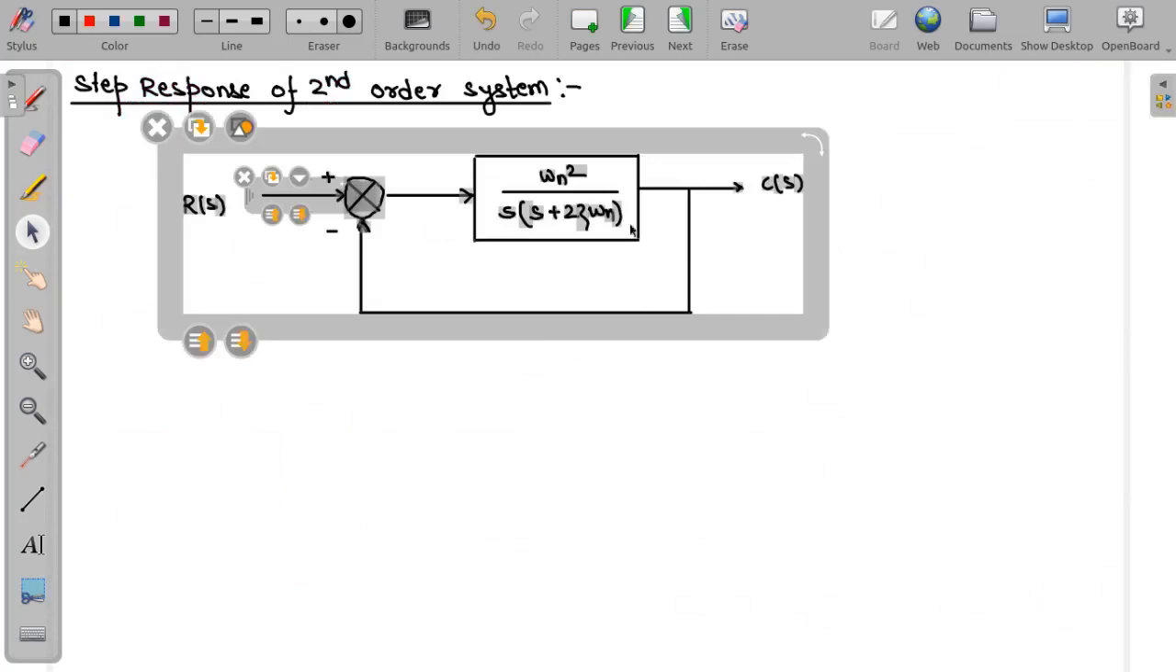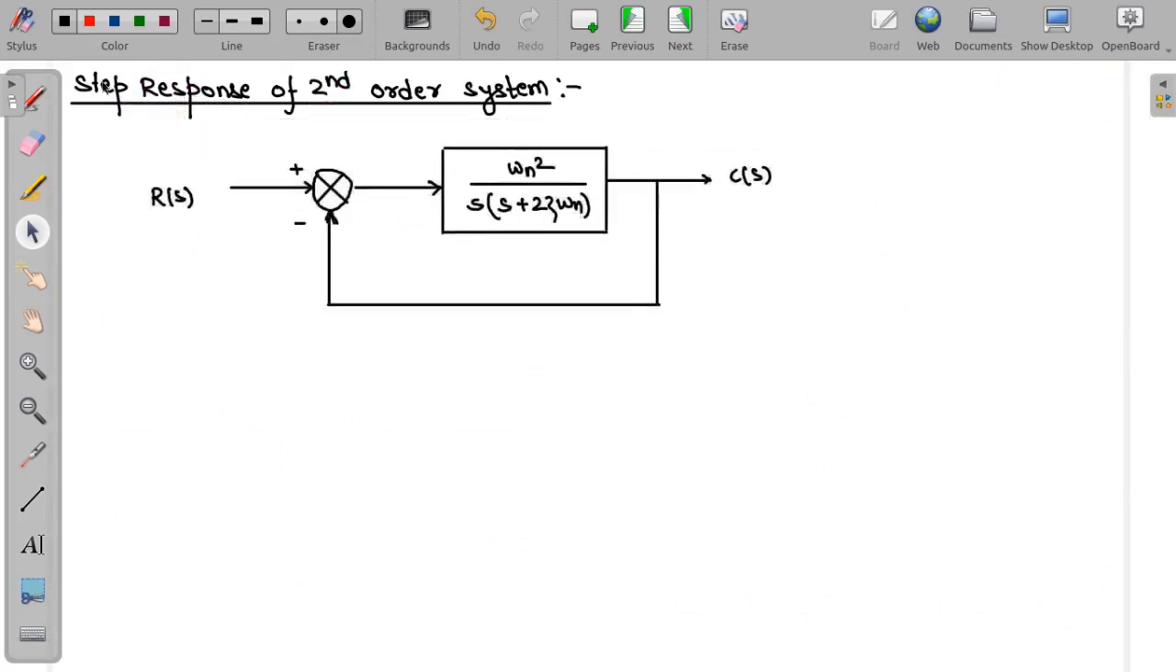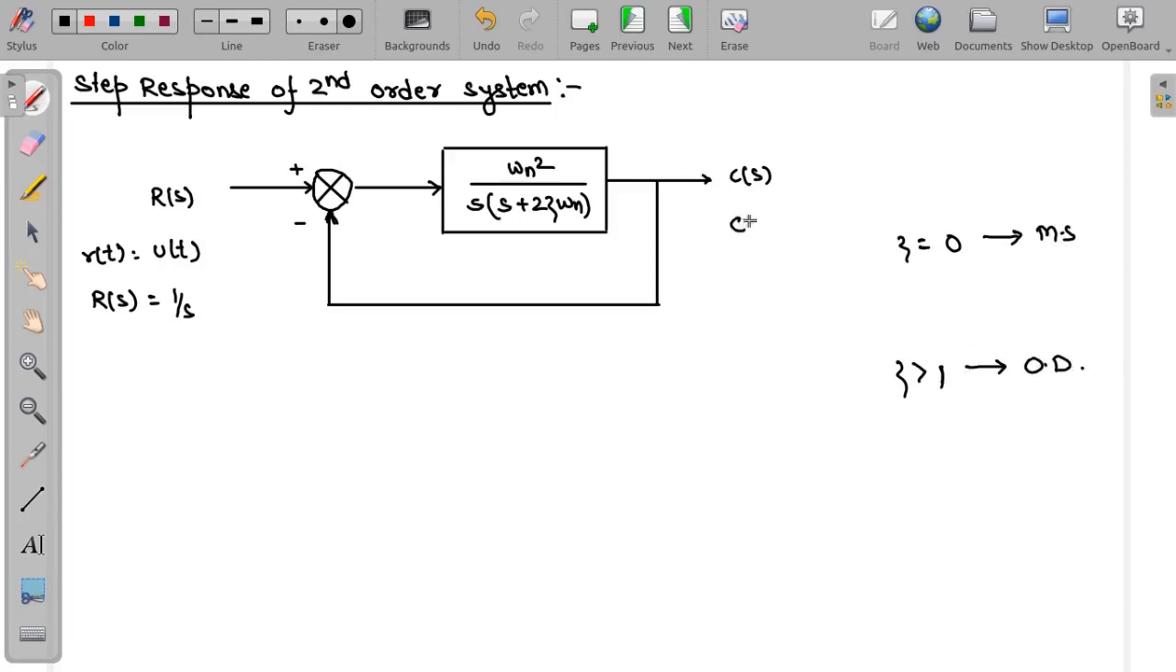So in the step response of a second order system, basically now your R of t is equal to U of t. So R(s) will be equal to what? It is equal to 1 by s. So for different inputs, for different values of zeta ranging from 0 to zeta greater than 1, this will be your marginally stable or undamped system, and this will be your overdamped system. So for different values of zeta, we will calculate your C of t.